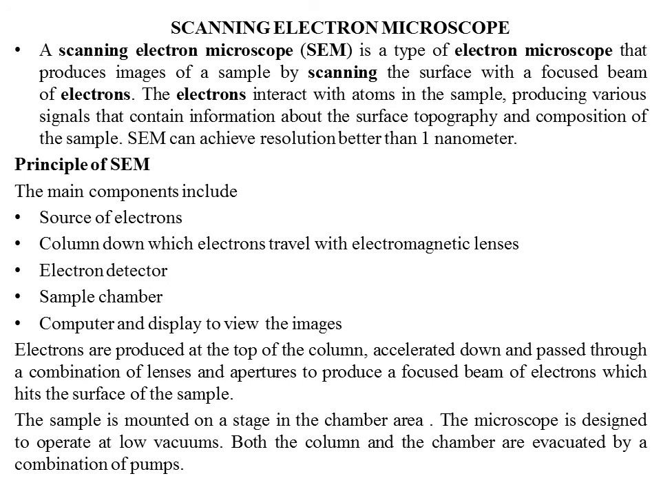So this sample is mounted at the bottom of that column. The sample is mounted on a stage in the chamber area. The microscope is designed so that it will operate at low vacuum. So that means what? The chamber is vacuum operated, so it is working under vacuum. Both the column and the chamber are evacuated by using pumps.